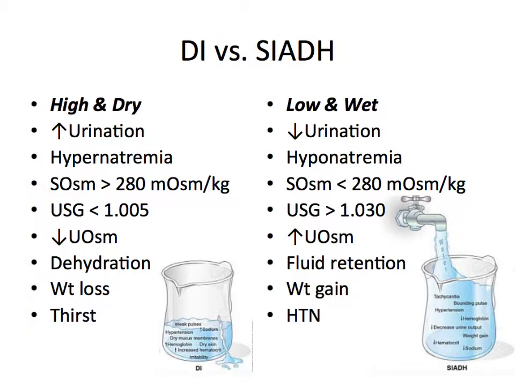So there's high urination, hypernatremia, the serum osmolality is high, and the urine is very dilute with a low urine osmolality and urine-specific gravity. The patient's dehydrated and experiences weight loss and excessive thirst. In SIADH, the patient's low and wet. There's low urination, hyponatremia, the serum osmolality is low, indicating dilution of the system, and the urine-specific gravity as well as urine osmolality are high, indicating concentration of the urine. The patient experiences fluid retention, weight gain, and hypertension.